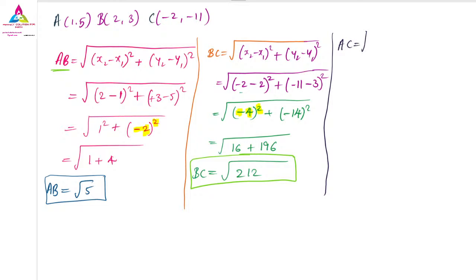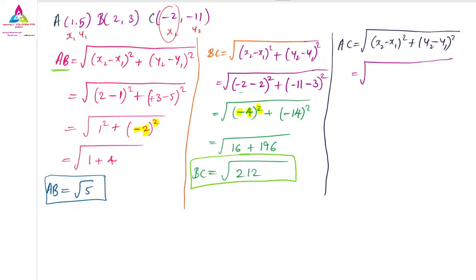AC we have to find: root of x2 minus x1 the whole square plus y2 minus y1 the whole square. Once again, this is the value. You can write it down. Again x2 is now minus 2. See that x2 will not be fixed. Each time when we are finding AB, BC or CA, that x2 and x1 will keep changing. Minus 2, the x1 is minus 1. See this 1 we have, but minus sign we have here. So minus 1 the whole square plus y2 is minus 11, the y1 is 5 the whole square.